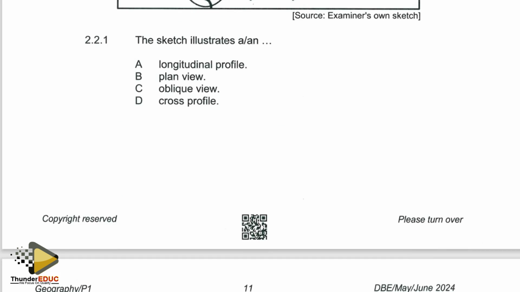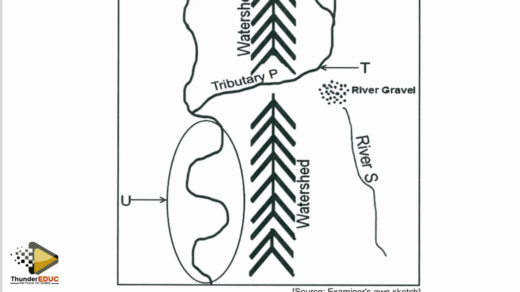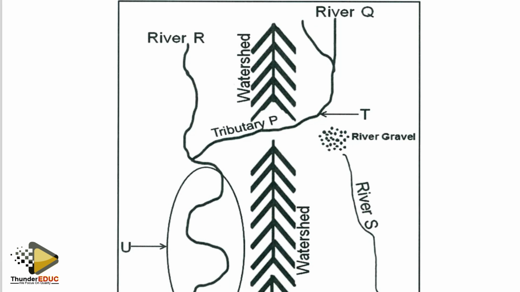We want to answer the questions as fast. Right, number 2.2.1, it says the sketch illustrates A or N. Is it a longitudinal, plan, oblique, cross profile? Right, this one here qualifies to be a plan view.